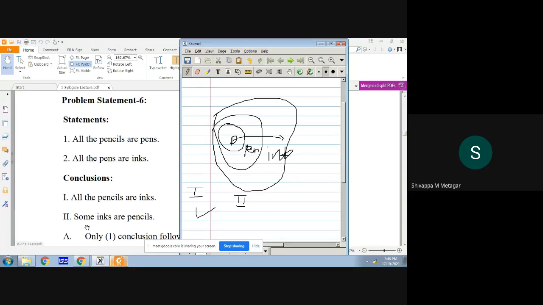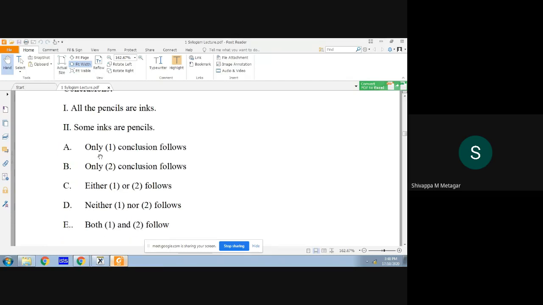Okay. Second one, some inks are pencils. Some inks are pencils. Of course, 100%. If you are going, all pencils are inks, all pens are inks. If you are coming in the reverse direction, some we have to consider, some part of that. Here, second conclusion they have given, some inks are pencils. Right. So here both the conclusions are right.